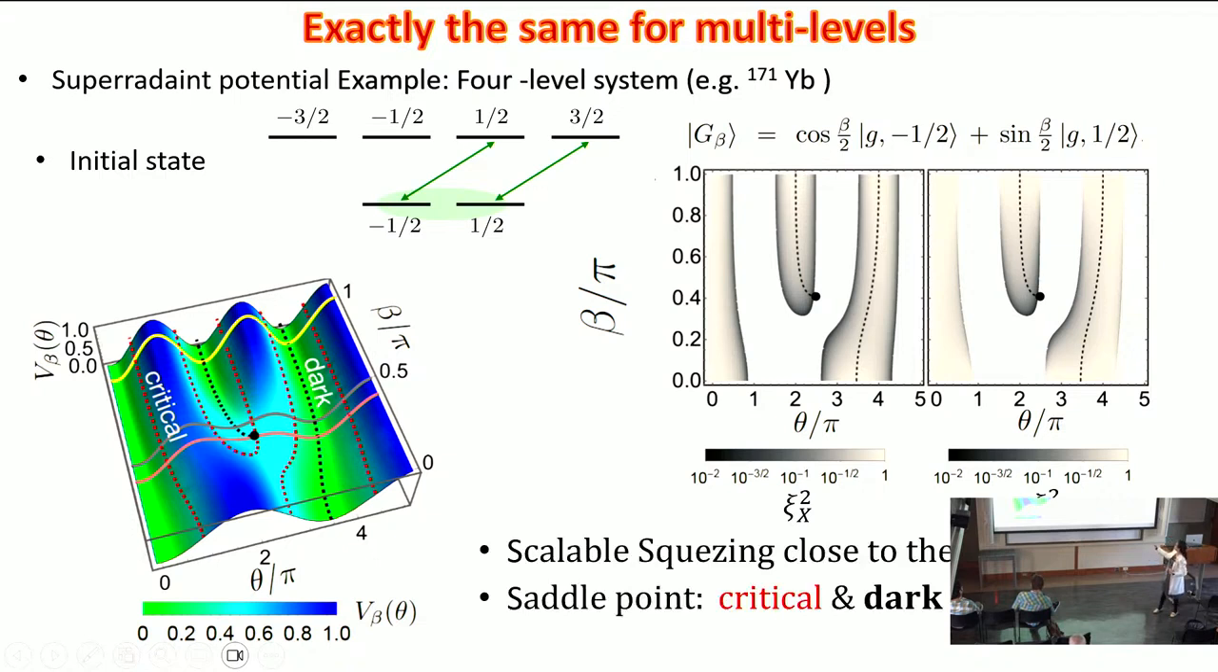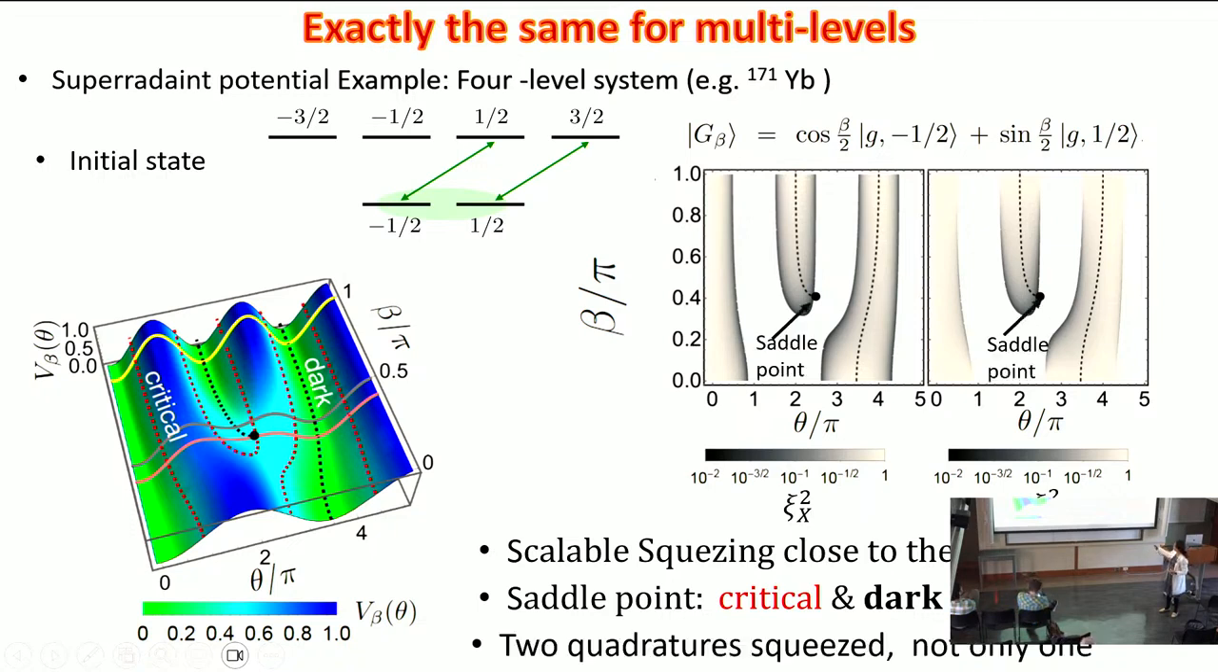So these are numerical calculations of the spin squeezing. The interesting part is that when you have a multilevel system with one polarization, you get not only one squeezed quadrature, but two. I can explain more details why, but there are two squeezed quadratures, and you can see that the squeezing is scalable along these critical lines, as expected from the superradiant potential. Moreover, at this saddle point that is critical and dark, that's where the squeezing is generated.